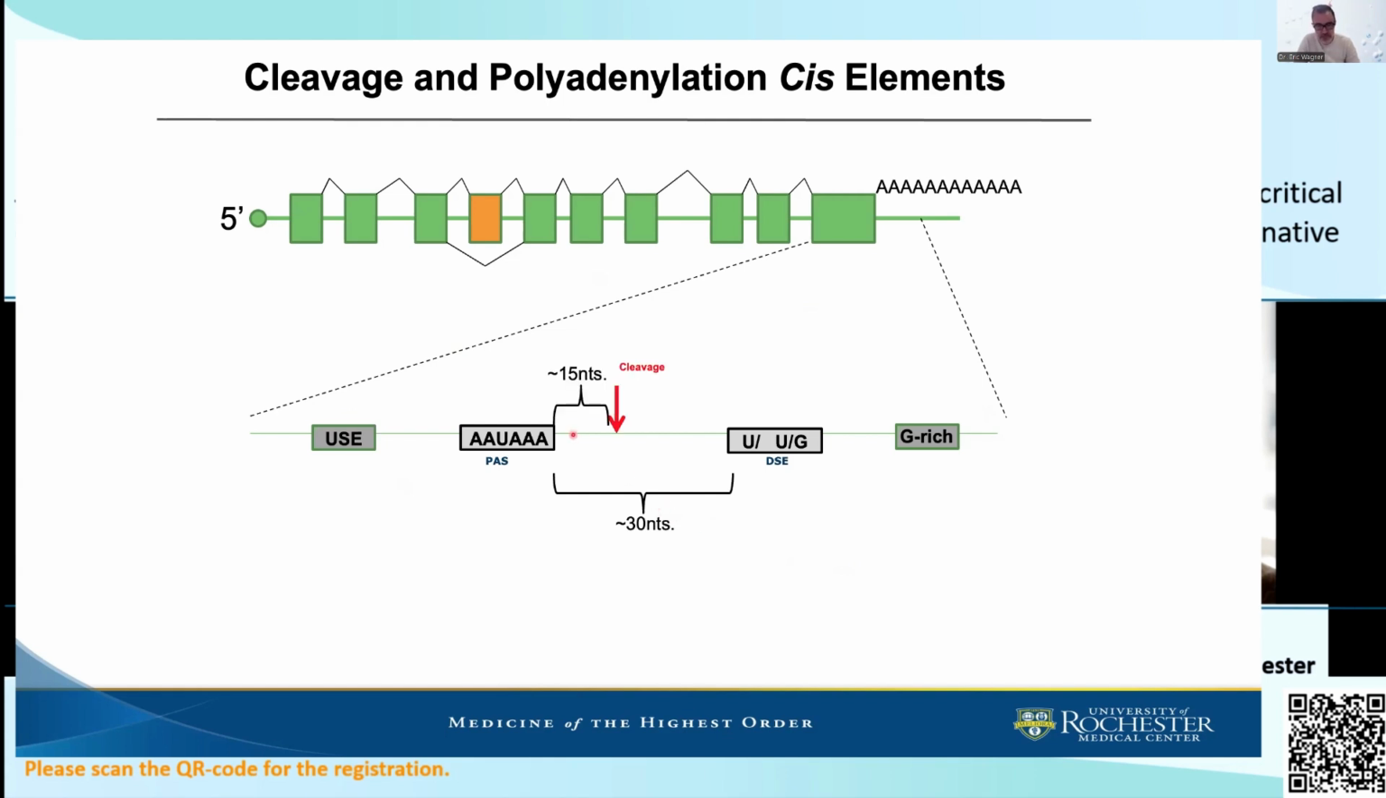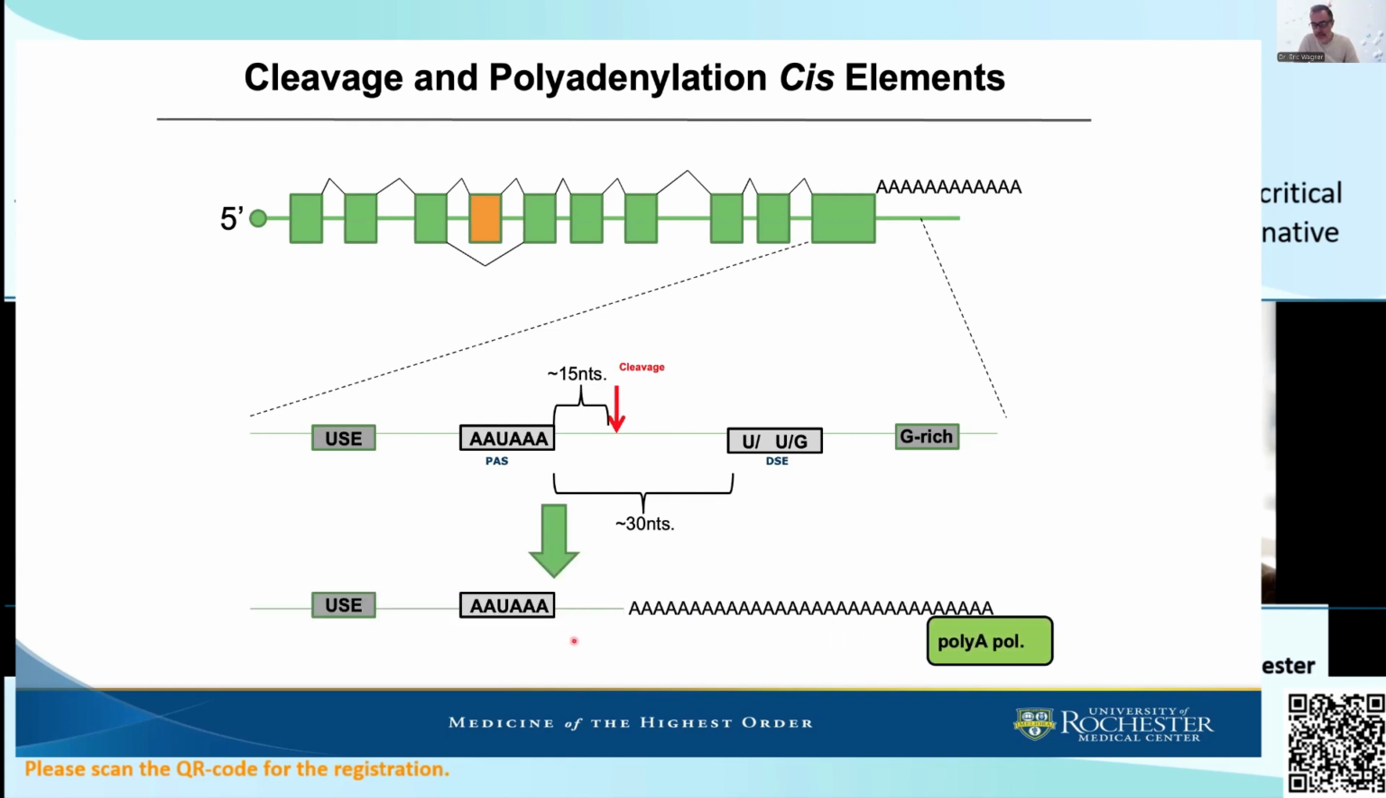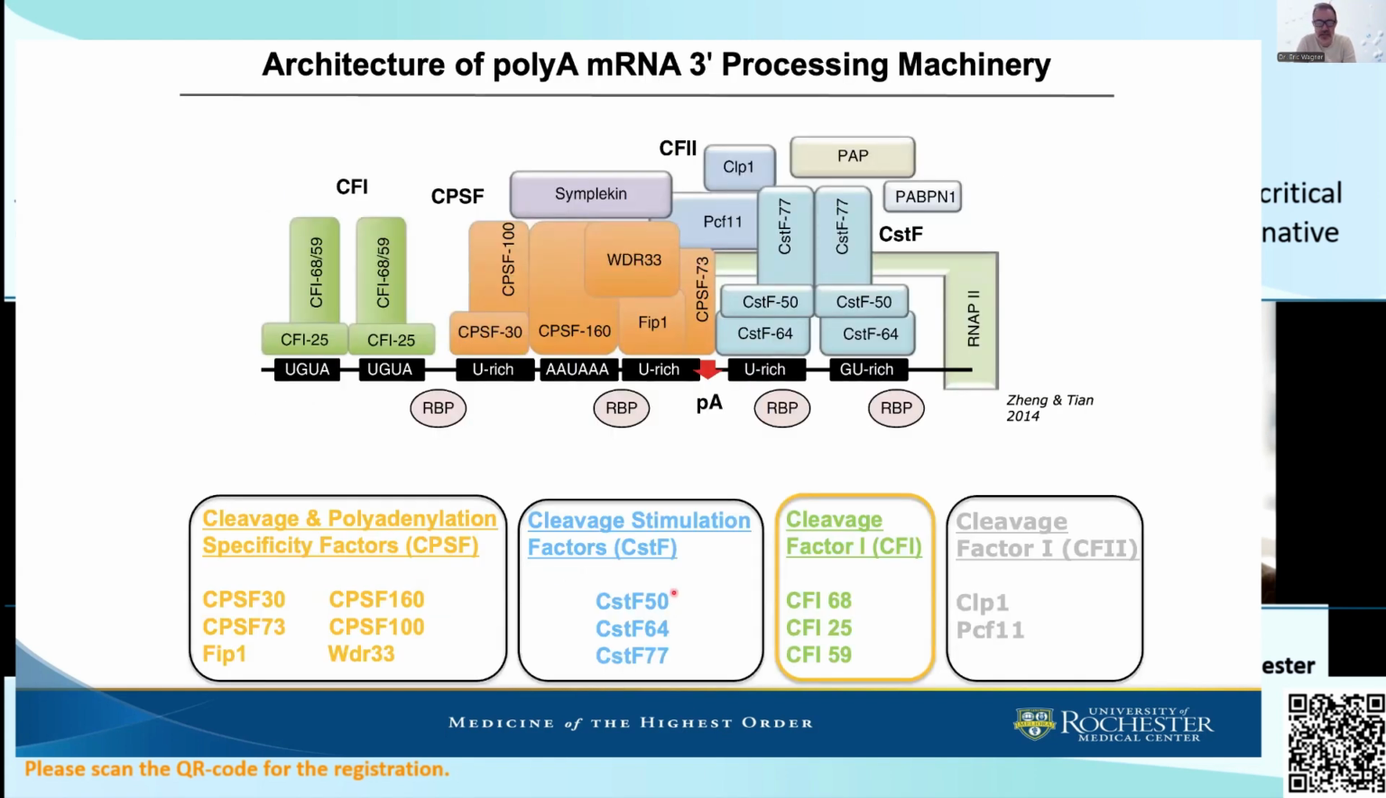And together they ultimately dictate where the cleavage will occur. And that RNA then gets cleaved and a poly A polymerase comes in to add a poly A tail. Now these elements exist because there's a machinery in cells called the cleavage and polyadenylation machinery that recognizes these elements. And this is a multi-subunit complex containing as many as 20 proteins, perhaps more. And as I mentioned, they recognize these elements and ultimately recruit an RNA endonuclease called CPSF73 that cleaves the messenger RNA prior to adding the poly A tail.